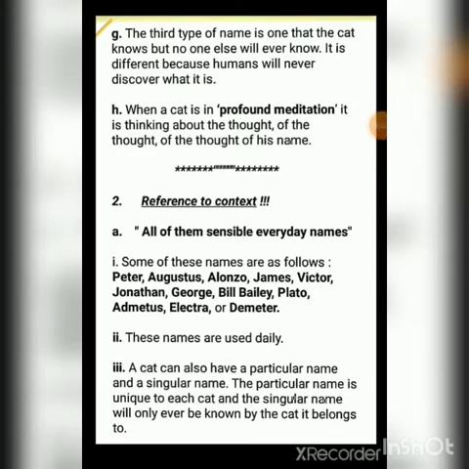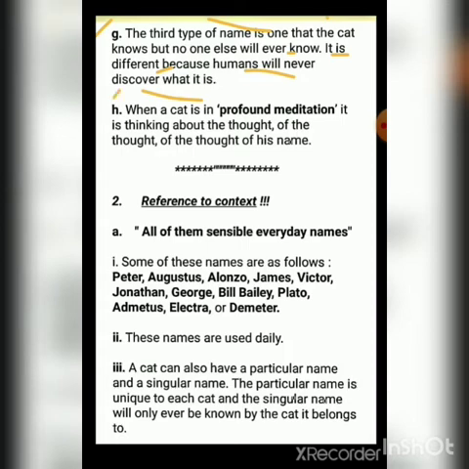G question is, what is the third type of name that a cat must have? How is it different from the other 2 types? The third type of name is the one that the cat knows but no one else will ever know. Okay? It is different because humans will never discover what it is. That means the cat has its own desires, thoughts, right?